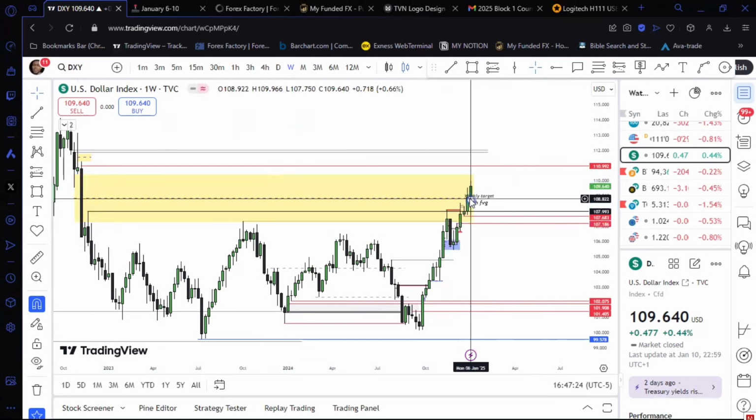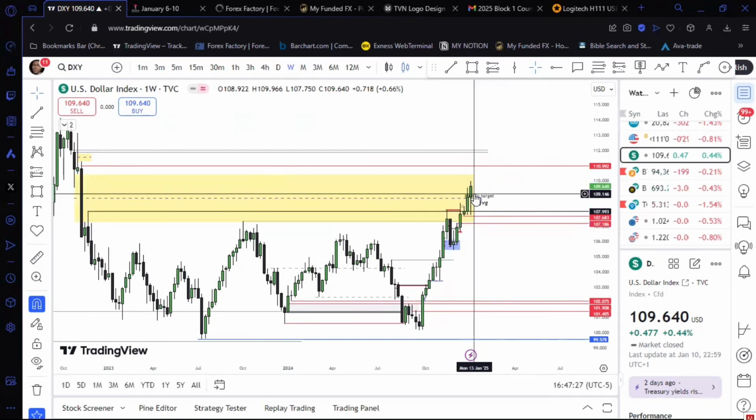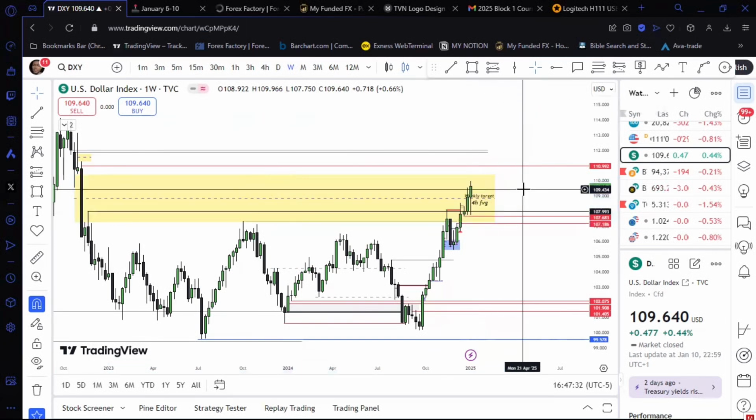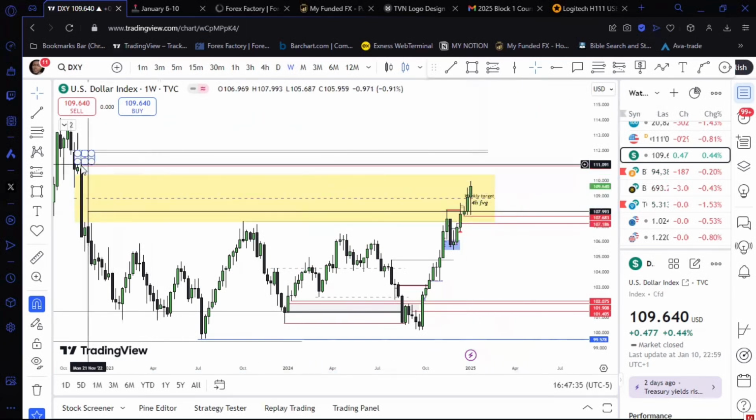Can you see? Presently, we're above the 50% level, so we're above the mean threshold, the consequent encroachment. As long as price stays above that, I'm trusting that we'll see higher prices to the high of that candle.